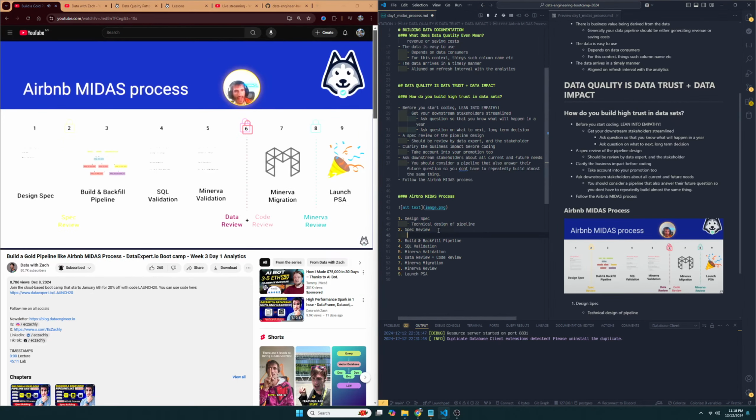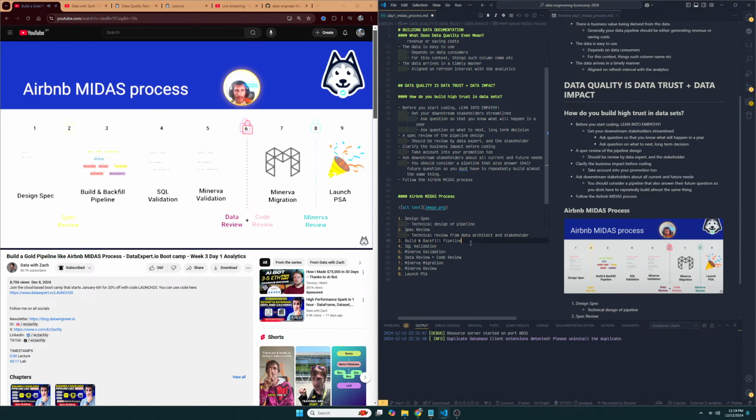review I was talking about, and the stakeholder review. So spec review is you have to get a technical review from a data architect, and then also a stakeholder review to make sure it covers their needs.